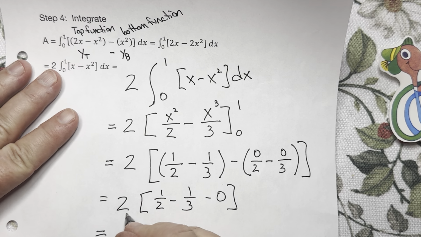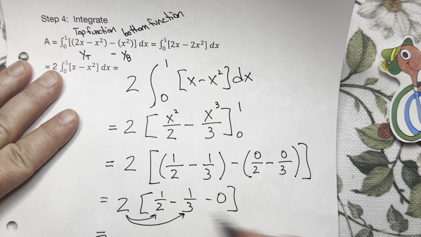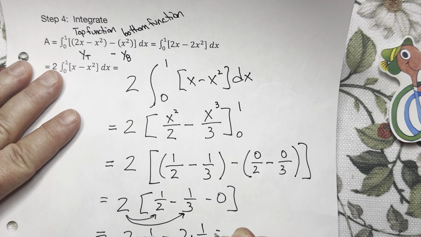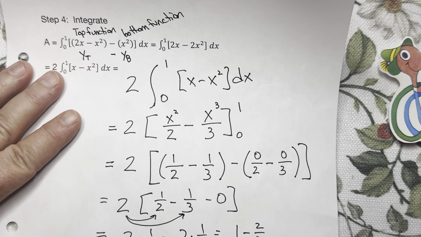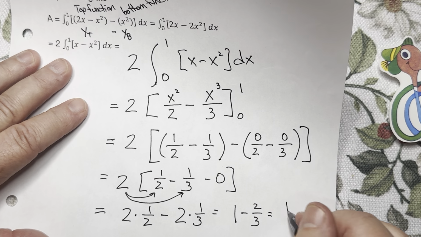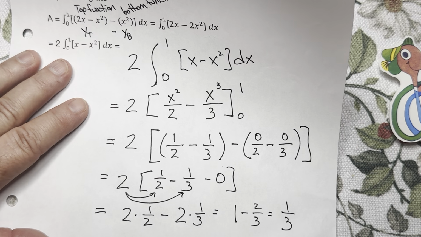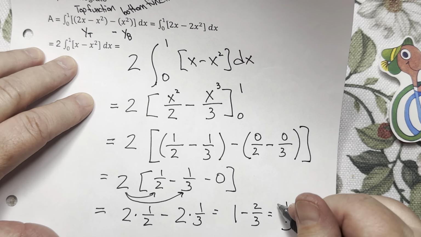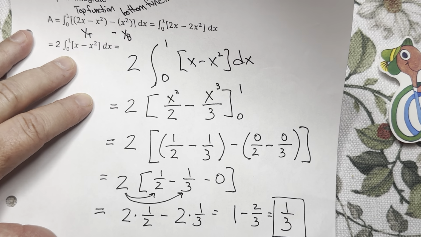It's up to you. I'm going to be Cheaty McCheaterson. 2 times 1/2 minus 2 times 1/3. 2 times 1/2 is 1 minus 2/3. What is 1 minus 2/3? You got it. It's 1/3. So I feel like I tricked someone into doing this. Personally, I like this result.